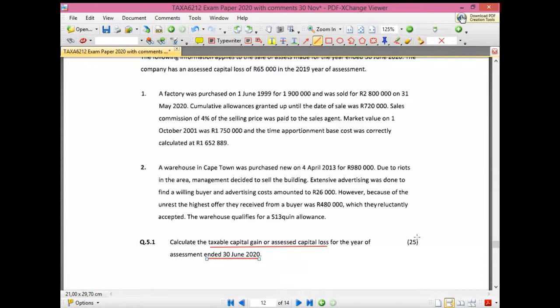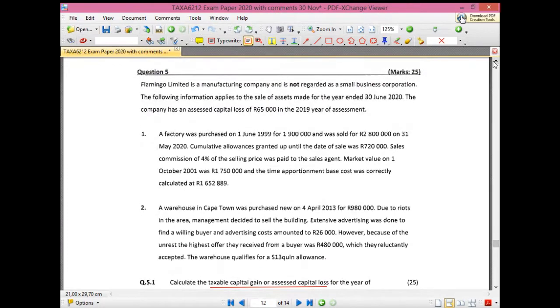Now, the fact that this is 25 marks tells you already that there would potentially be an asset acquired before 1 October 2001, which means you have to go apply the valuation date value for the calculation. Otherwise, if it is straightforward, it would not be more than 10 marks. So the fact that it was 25 marks already gave away the fact that there is something different to this. So let's go see what information they give you.